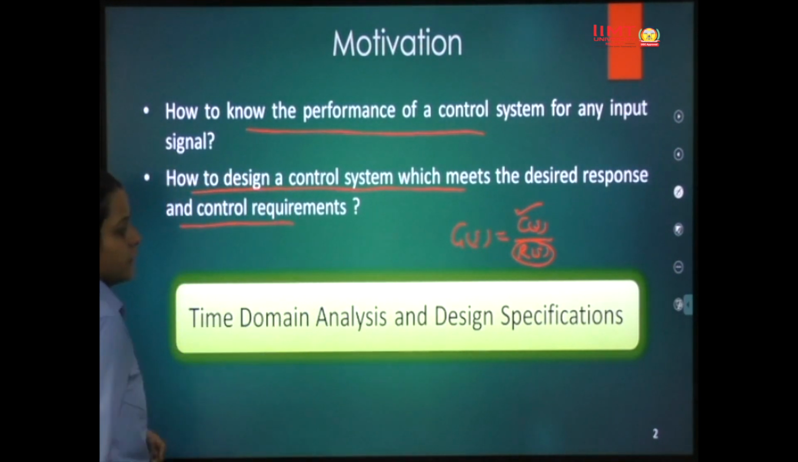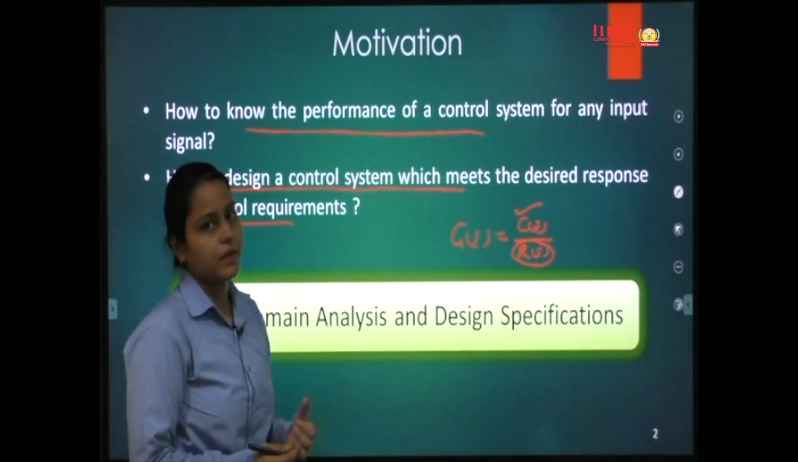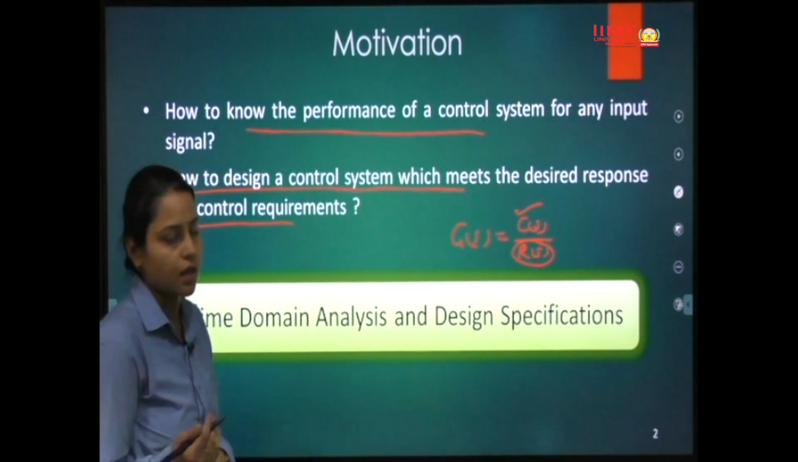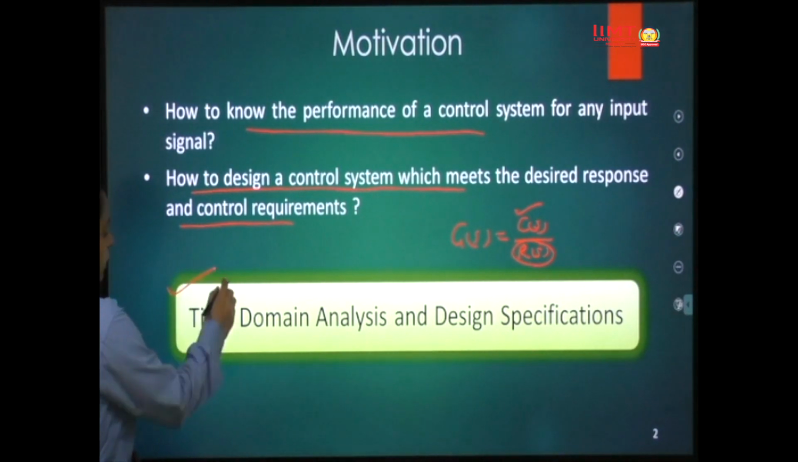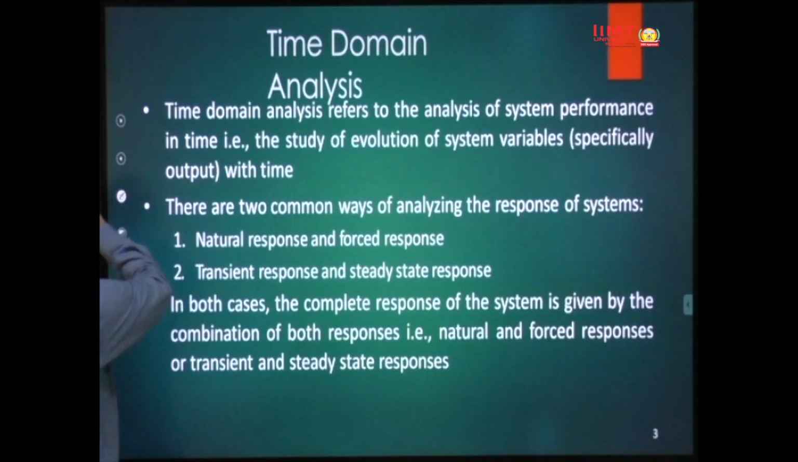And the second objective is to design a control system which meets the desired response and control requirements. So if we want some desired response, we can do the time response analysis and then we can design any system. So this is the motivation for time response analysis and design specifications.